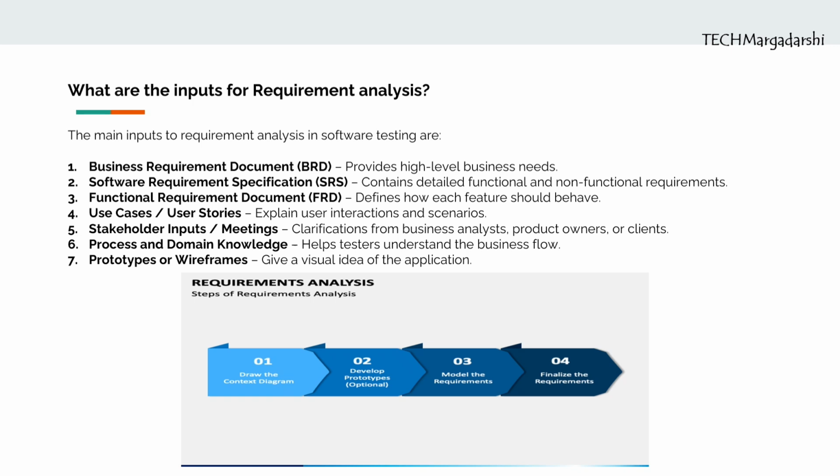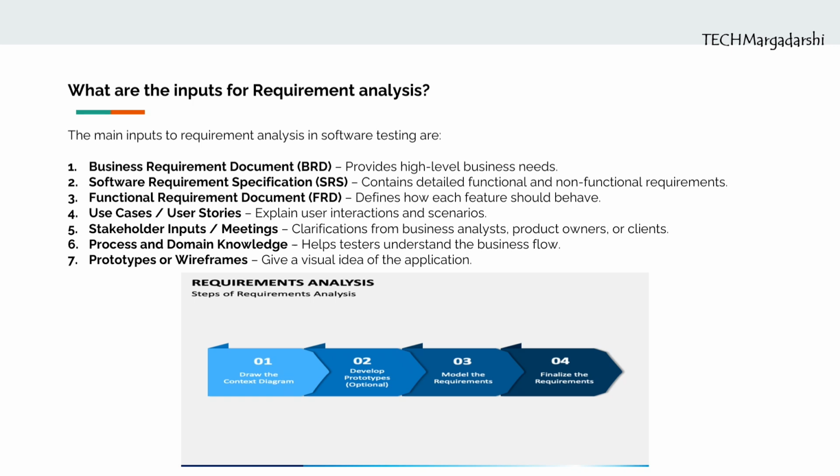Here is the first question regarding requirement analysis phase. What are the inputs to requirement analysis? Requirement analysis is the first and one of the most important phases in software testing. To perform it effectively, testers rely on several inputs. The first input is the business requirement document, which explains the high-level business needs. Next, the software requirement specification provides detailed functional and non-functional requirements.